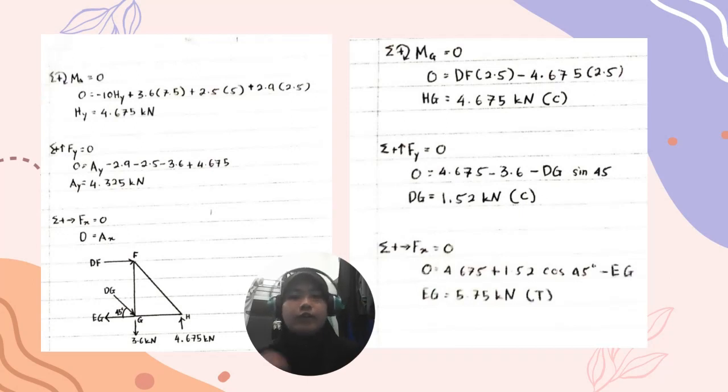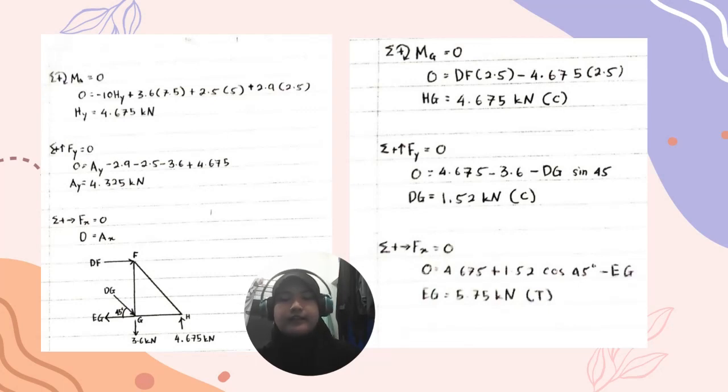So for this question, the total moment at A is equal to 0. So 0 equals negative 10 times Hy. Why is it negative 10? Because it rotates anti-clockwise. So the distance is -10, and the force is Hy.